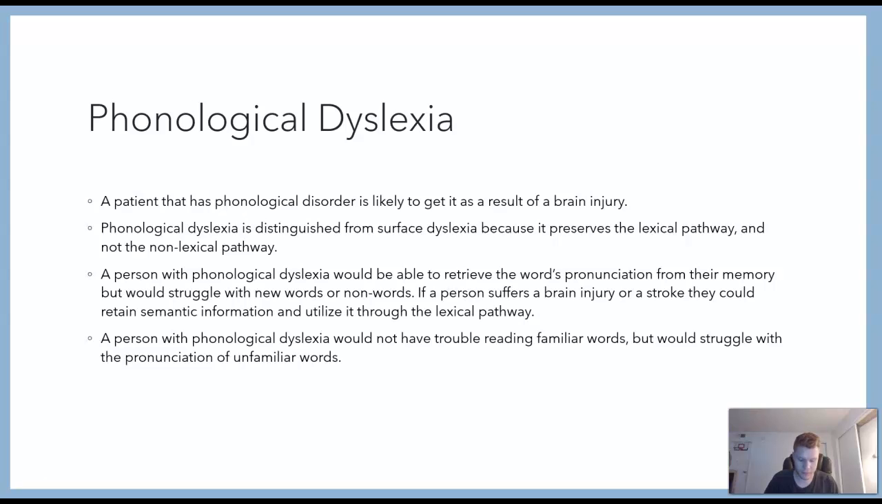If the patient suffers a brain injury or a stroke, they would still have the ability to access pronunciation of words learned before the brain trauma. They would struggle, however, with learning the pronunciation of new words.